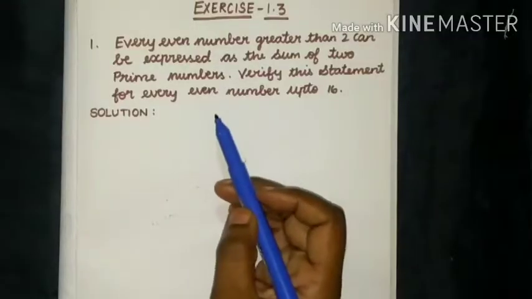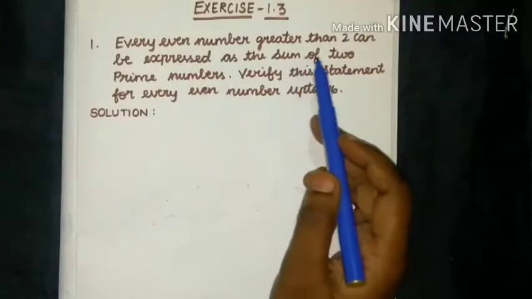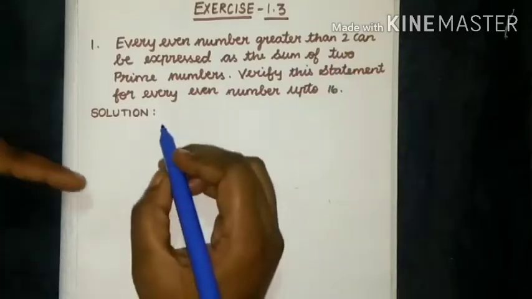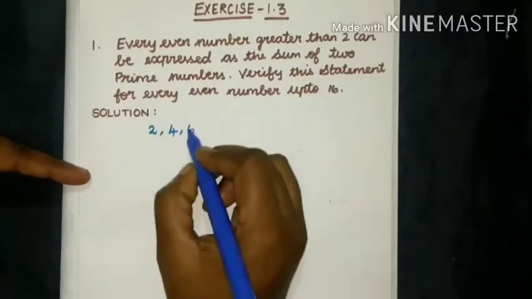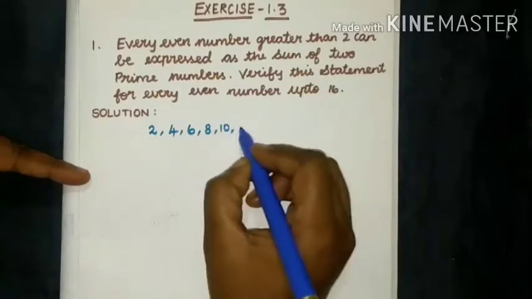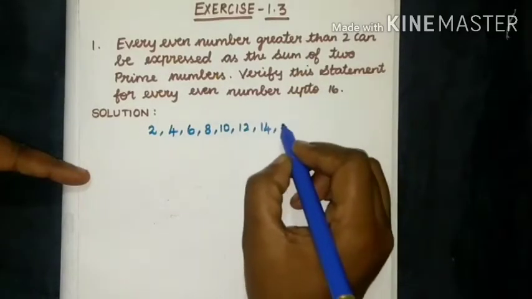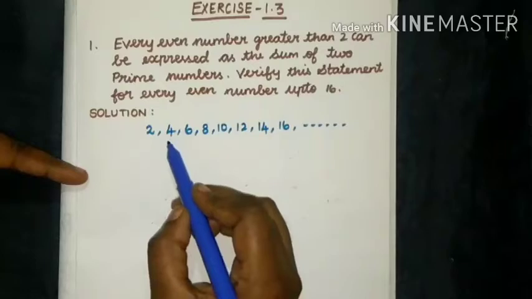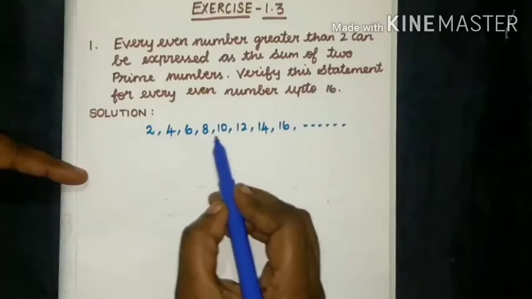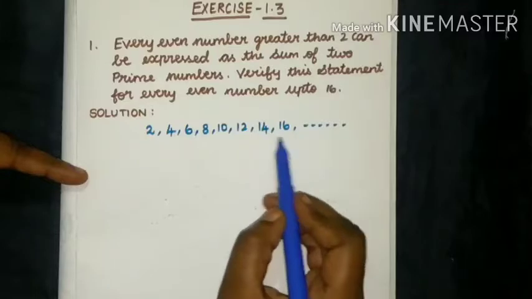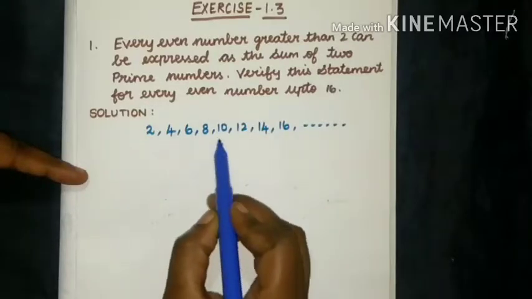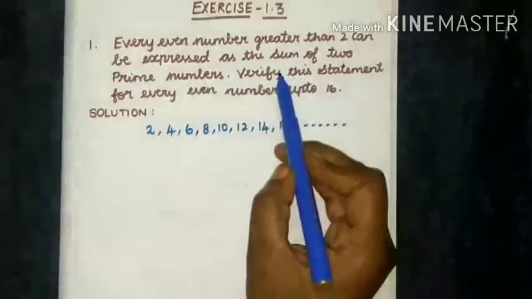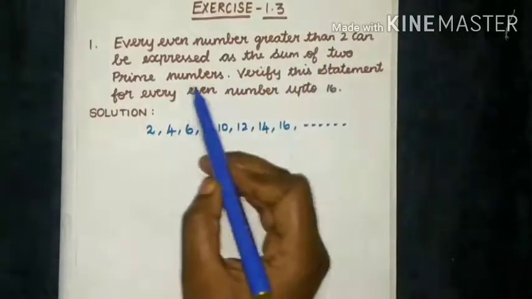See, here the given question is every even number greater than 2. Greater than 2 means what? Even numbers are 2, 4, 6, 8, 10, 12, 14, 16 and it goes on. Greater than 2 means 4, 6, 8, 10, 12, 14 and 16. And then it can be expressed as a sum of two prime numbers.